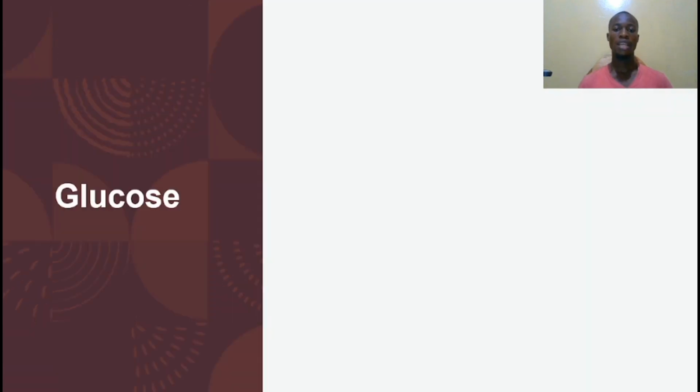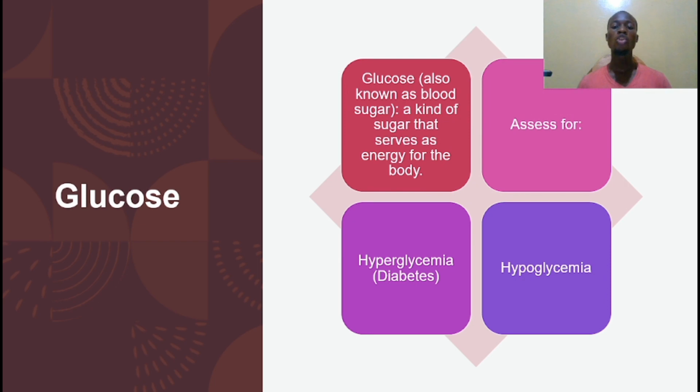Glucose, that's good. Glucose is also known as blood sugar. So glucose is just a common way of referring to the sugar found within the human blood, and this kind of sugar is actually important for the human body because it serves as a source of energy for the entire human body.